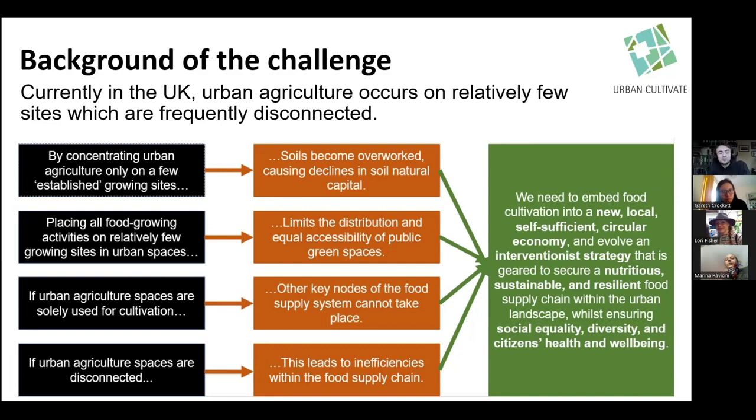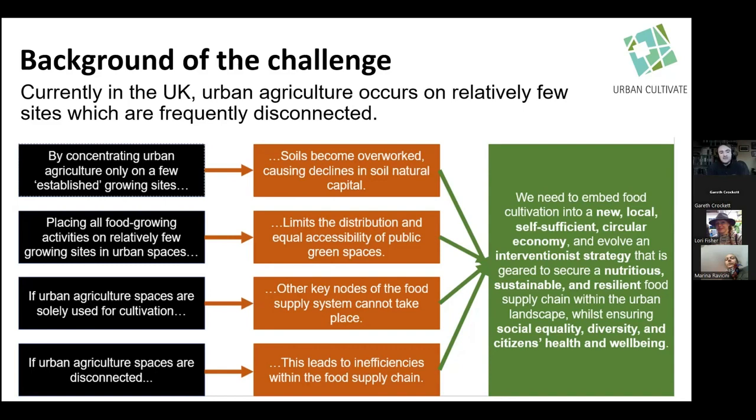But aside from the soils, and perhaps aside from some of the more natural ecosystem services, if we place all of the food growing activities on these relatively few sites in urban spaces, it limits the distribution and the accessibility of these green spaces to members of the public. So we have not only an environmental challenge, but also a social one.